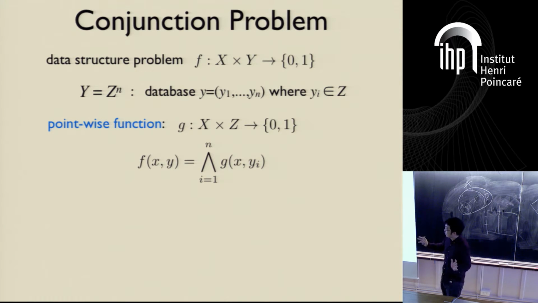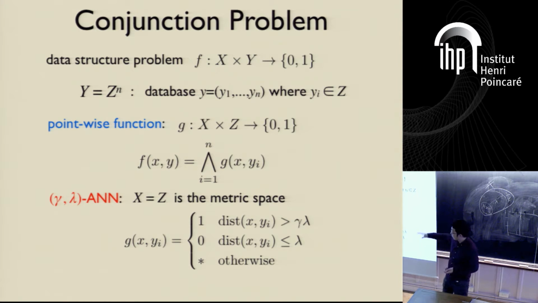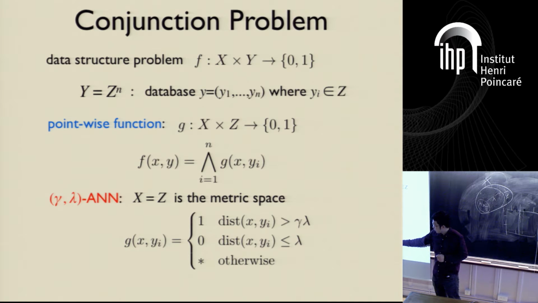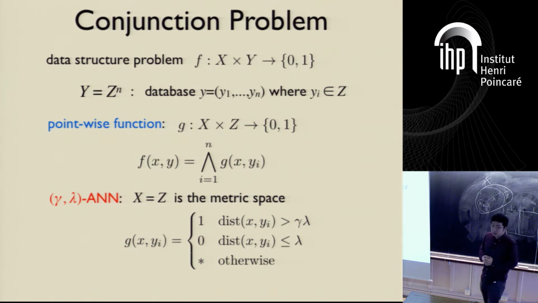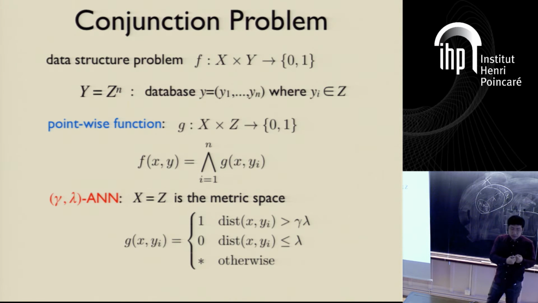It includes a large, broad family of natural data structure problems. For example, the gamma-lambda approximate near neighbor problem can be described as a conjunction problem, where the point-wise function G is the gap distance. If it's a Hamming space, it's the gap Hamming distance. It takes two points, x and yi, as input, where x is the query and yi is one data point. It returns 1 if they are far apart, 0 if they are close, and otherwise it's arbitrary. Notice that we use 1 to indicate the far apart, non-near neighbor case. So the conjunction of them means that if none of the data points is close enough to your query, it's a non-near neighbor case, it's a 1. If any of them is a near neighbor, it's a 0.